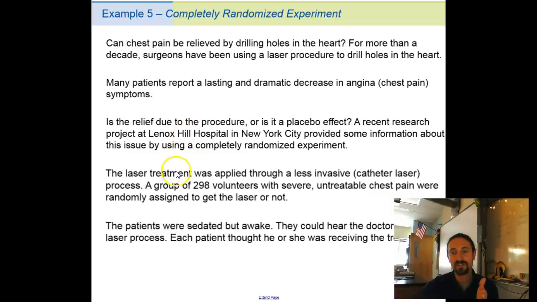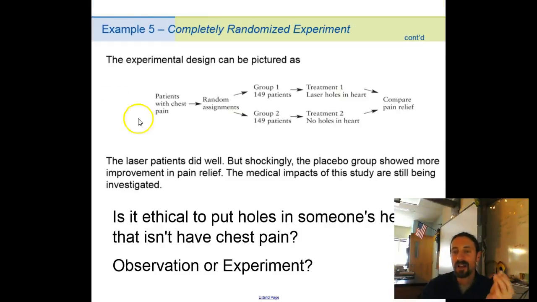What they did was they took a large group of volunteers who were having untreatable chest pain, and they sedated the patients, but they were still awake. These patients with chest pain were randomly assigned into two groups. Some of them were given a treatment, and some of them thought they were given a treatment, and then they compared the pain relief. What's so interesting is that those in the placebo group who didn't have the treatment felt better. And of course, they had to really look at this and figure out, what's going on here? Obviously, there are other things at play besides the holes in the heart.